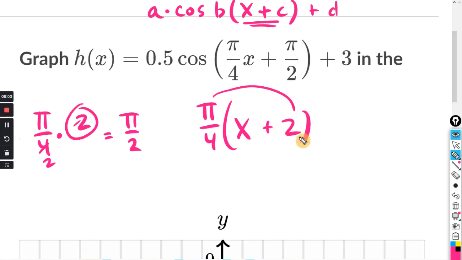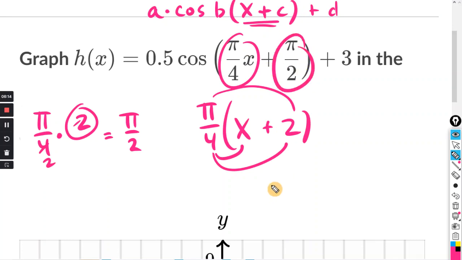Now, if you want to test what I just did and see if this is equivalent to this, pi over 4 times x is right here. Pi over 4 times 2 is going to be pi over 2. That's right here. Okay, so this is equivalent to this. And now we can see we're adding 2 to the value of x.